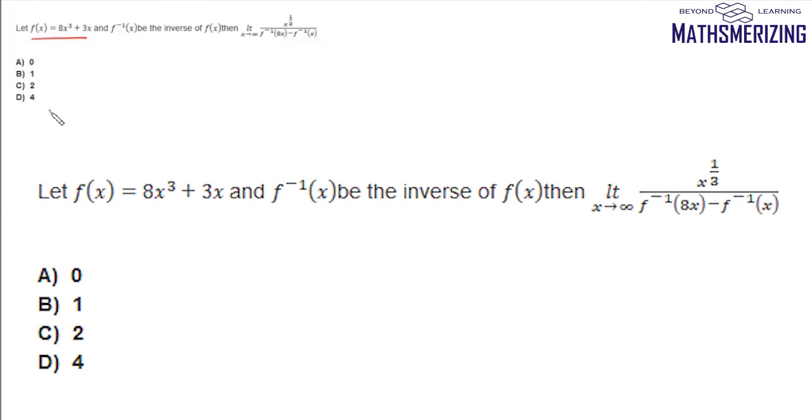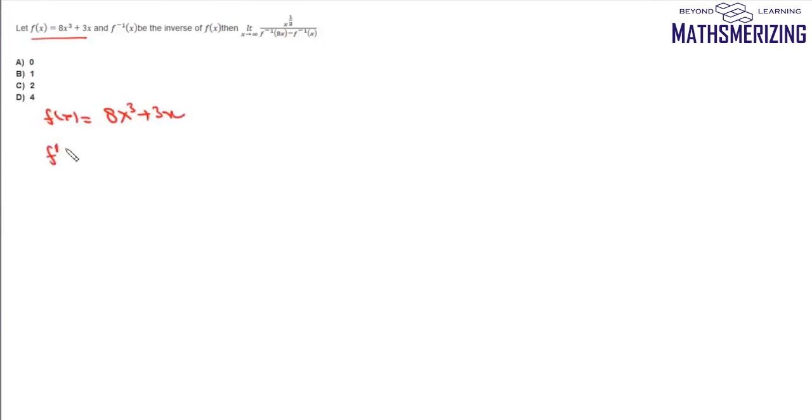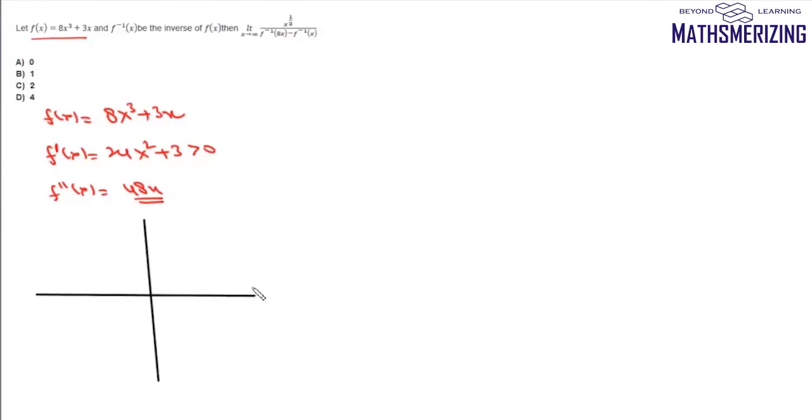Now what we are given is f(x) is 8x cubed plus 3x. Now we find f dash x will be 24x square plus 3, and it is always greater than 0. So that means this function f(x) is strictly increasing. And if we find f double dash x, it will be simply 48x. That means its point of inflection is at x equals 0. So this function will be a strictly increasing function which will intersect the axis only at x equals 0.